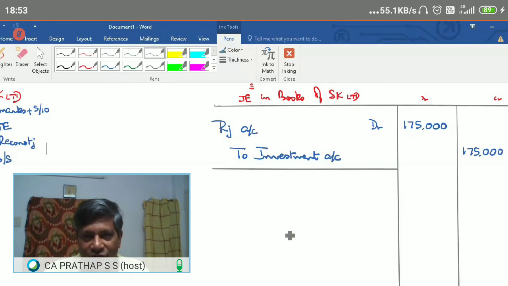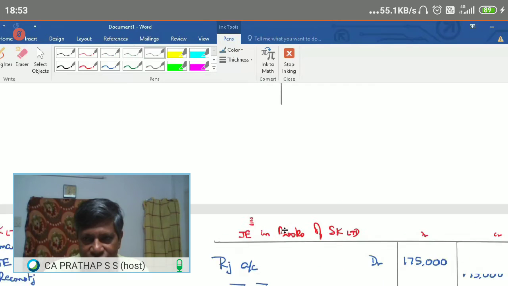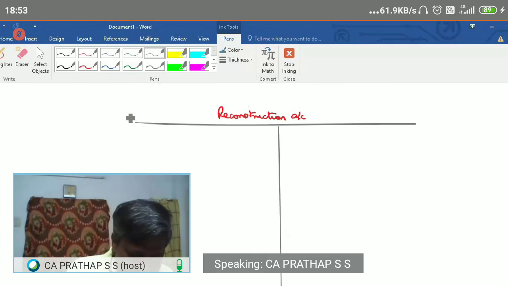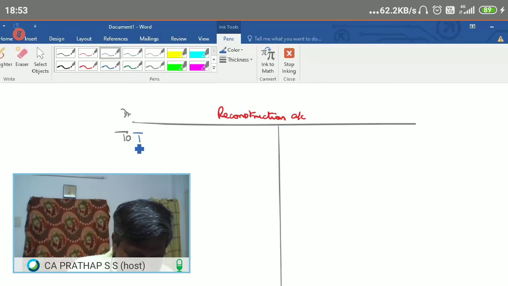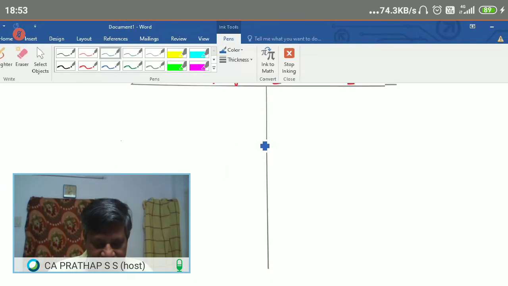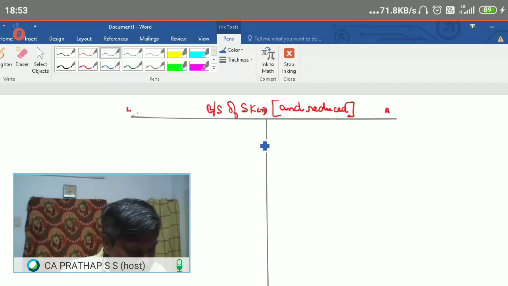Okay. So reconstruction is a loss because of the fall in value. So go to the reconstruction account here. To investments, 1,75,000, and go to the balance sheet now. Balance sheet, asset side, somewhere in the middle. Asset side, the second item was investments. Now it is worth, write everything, 33 lakhs 25.